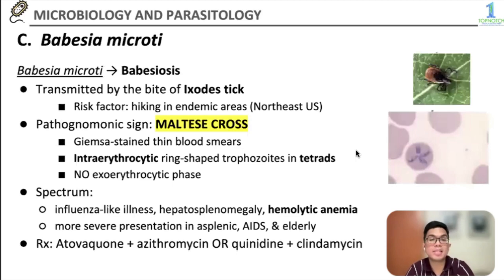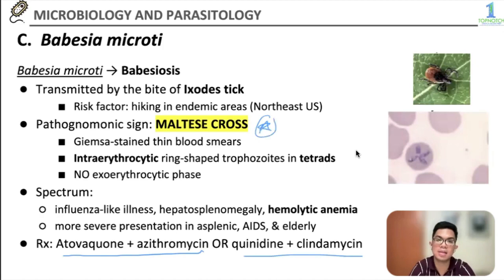So, it can cause an influenza-like illness, hematosplenomegaly, hemolytic anemia, and is more severe in the elderly and those with asplenia. And treatment is atovaquone plus azithromycin if mild, and if moderate to severe, use quinidine plus clindamycin. Okay? But keyword, Maltese cross. Babesiosis, automatic na dapat yan. Okay?